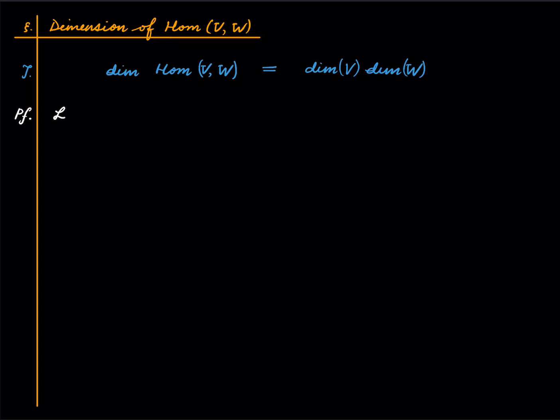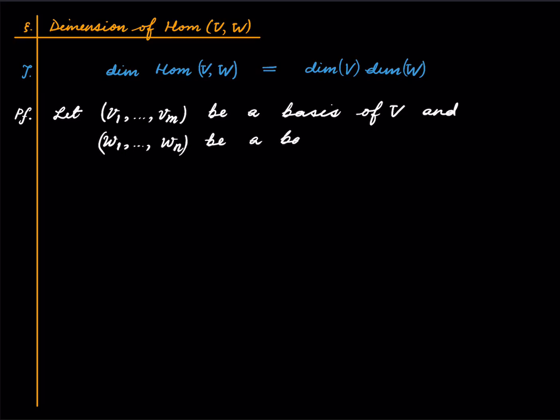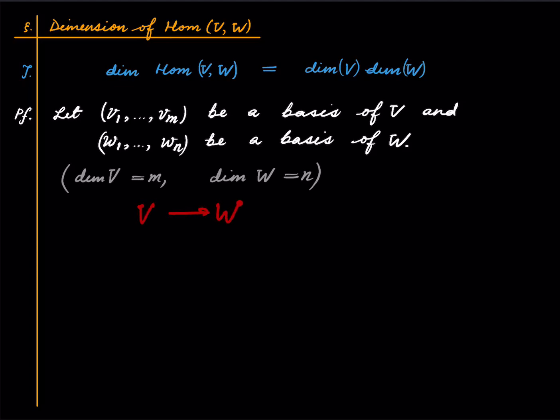So let this be a basis of V, and fix a basis of W. All right. So the dimension of V is m and the dimension of W is n. And now here is the intuitive idea. To define a map from V to W, all we need to do is choose a map from this set to W. Right? This is what we just discussed.